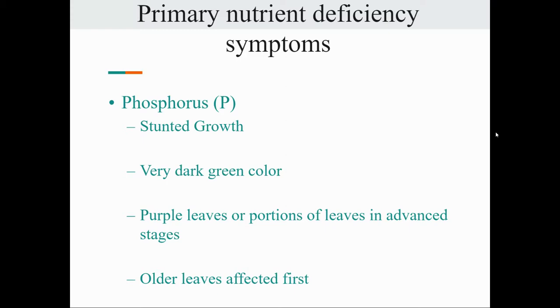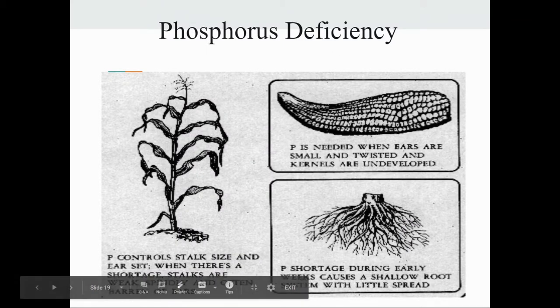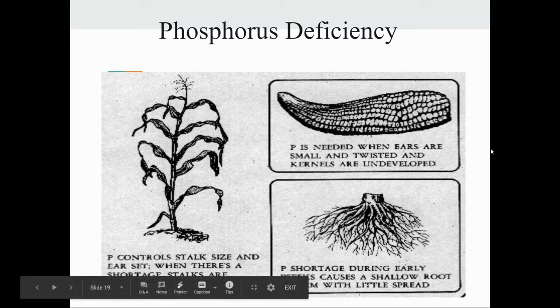So with phosphorus deficiency, you're also going to have stunted growth, very dark green color in the leaves, purple leaves or portions of leaves in advanced stages, and older leaves are going to be affected first. So phosphorus controls stalk size in corn. Okay, phosphorus is needed when ears are small and twisted and kernels are undeveloped. And phosphorus shortage during early weeks causes a shallow root system.